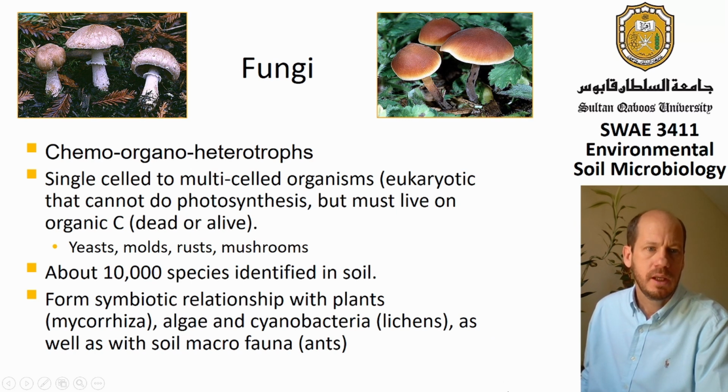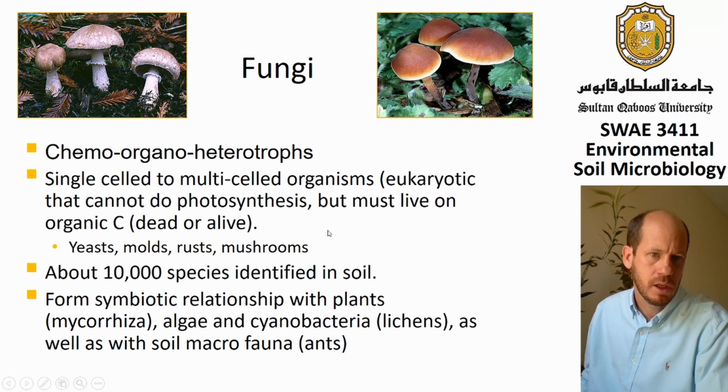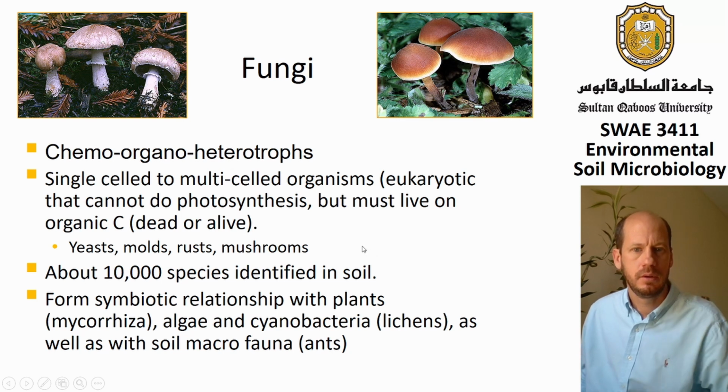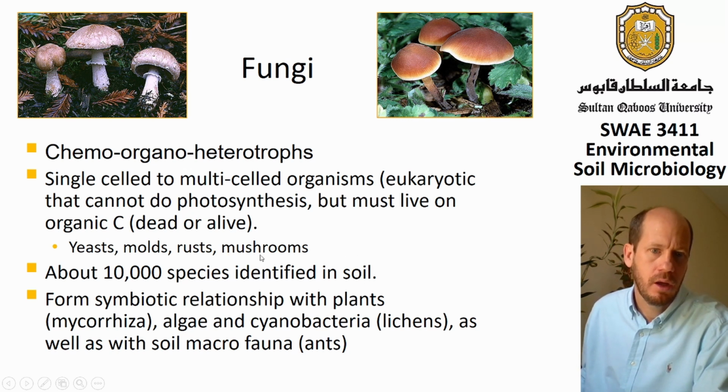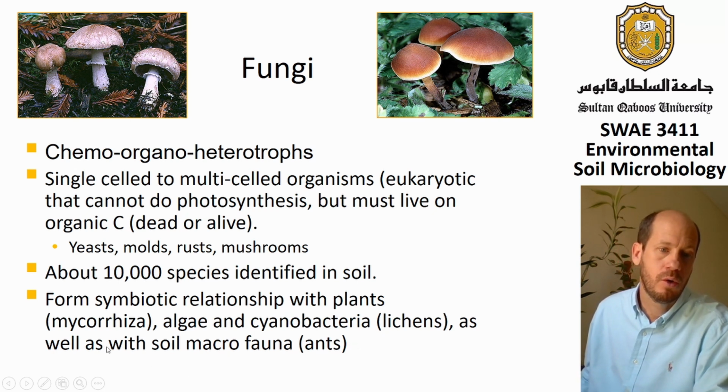In general, we can say that there are no autotrophic or phototrophic fungi. They are all chemoorganoheterotrophs. It means they are decomposing organic matter and using this organic matter as a source of carbon and energy simultaneously. But at the same time, fungi can make associations with other autotrophic organisms. We have about 10,000 species identified in soils, and many of them are symbiotic with plants, mycorrhizae, or symbiotic with cyanobacteria, like the lichens. They also make symbiosis with macro and mesofauna in soil.